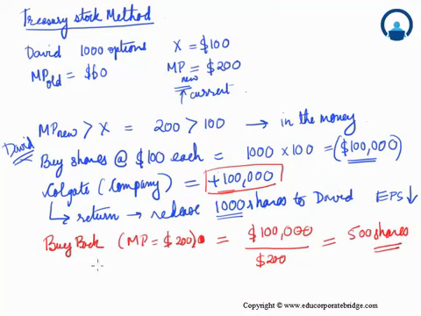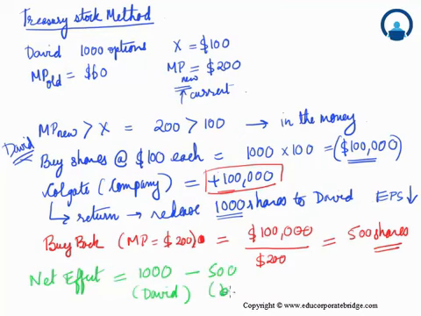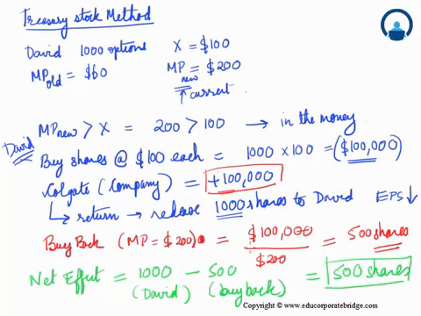So what will happen because of this situation is that the net effect of stock options is that 1000 shares were released to David and 500 shares were bought back. So the net effect comes out to be a dilution of 500 shares. So earlier, if there was no buyback, the total amount of dilution would have been 1000 shares. Unfortunately, these 1000 shares would have led to a higher depletion in EPS.